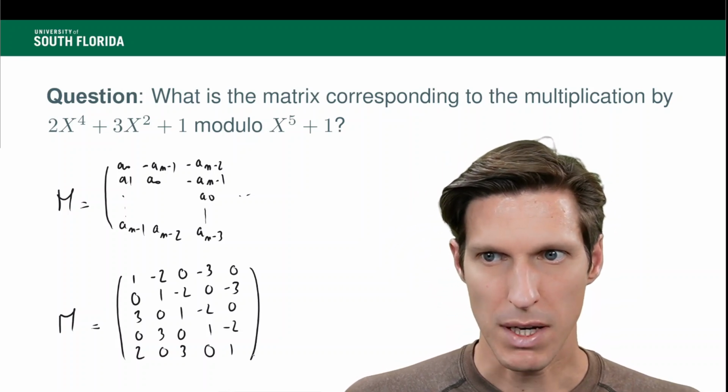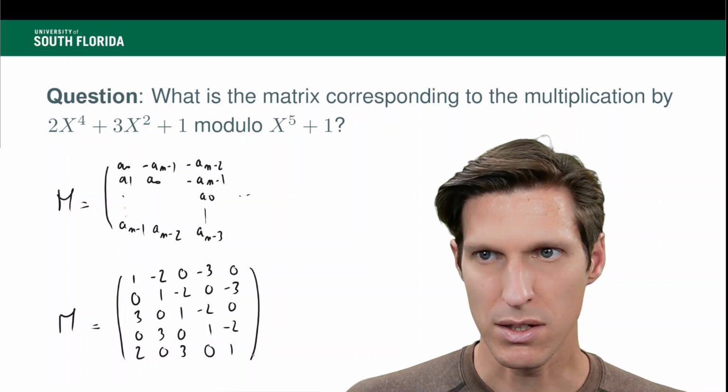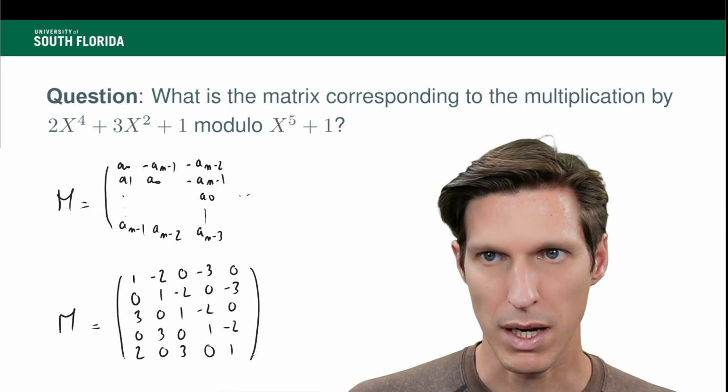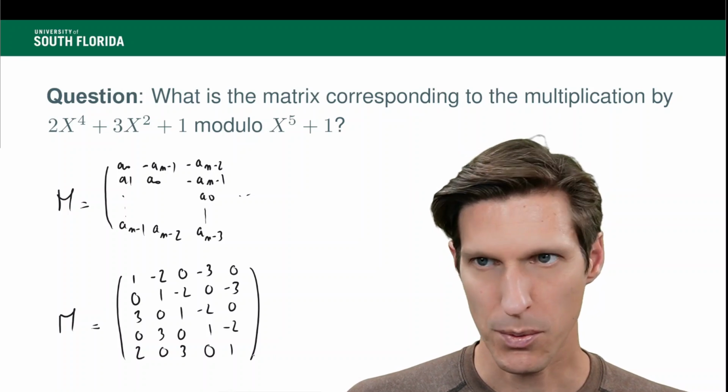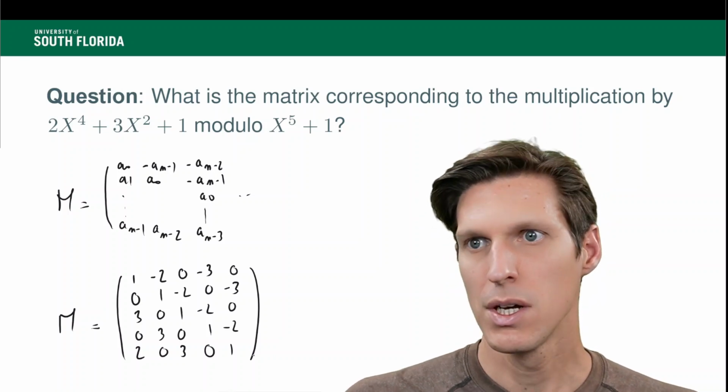And that is the matrix that represents the linear operator of the multiplication by 2x^4 plus 3x^2 plus 1 modulo x^5 plus 1. So now you know how to turn these modular multiplications into linear operators. That's really important for the practical implementations of schemes like module-LWE, where there are linear operations mod x^n plus 1, and you want to turn that into something completely linear.